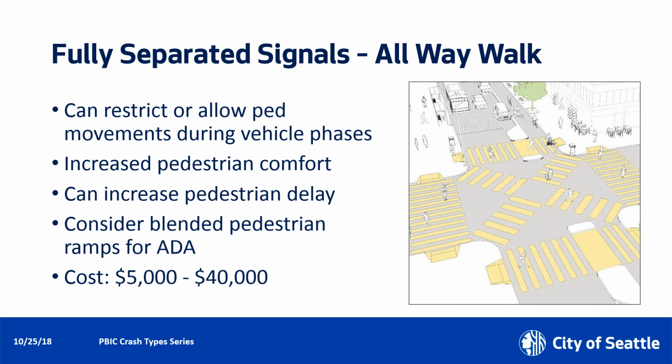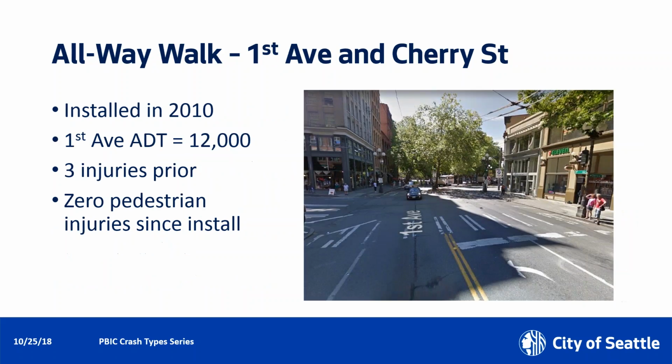With fully separated signals, we can also restrict or allow movements during vehicle phases. It's also good for increased pedestrian comfort, but we have to note that it could increase pedestrian delay. So one of the issues with all-way walks would be the fact that pedestrians have to wait much longer than typical to cross the street, where if you had east-west or north-south parallel pedestrian movements, if they're trying to go in the diagonal direction, they can typically cross in one direction and then cross in the other, and it may save them time. For this type of treatment, you may want to consider a blended pedestrian ramp for ADA as well.